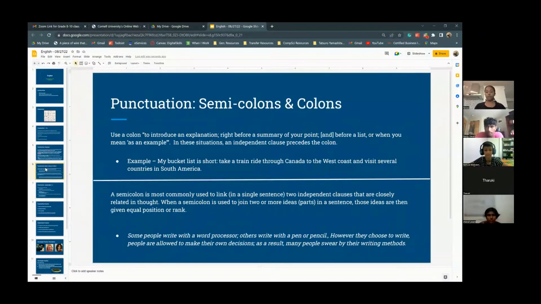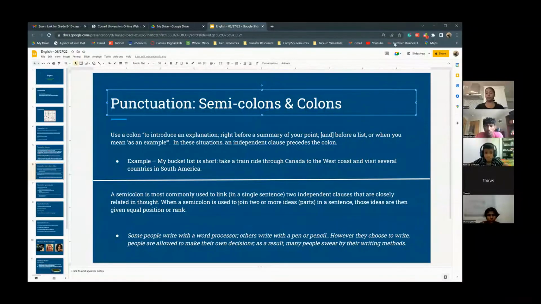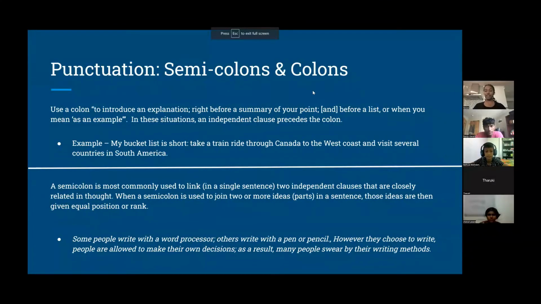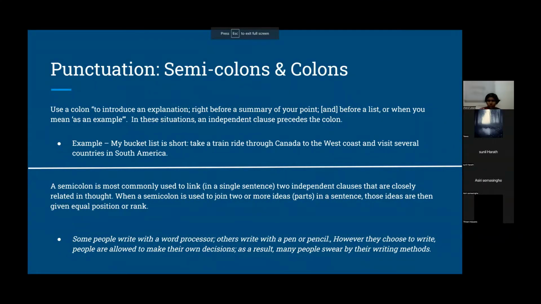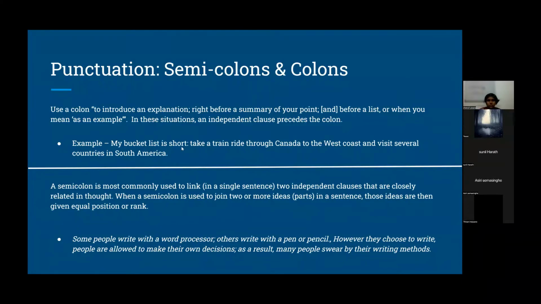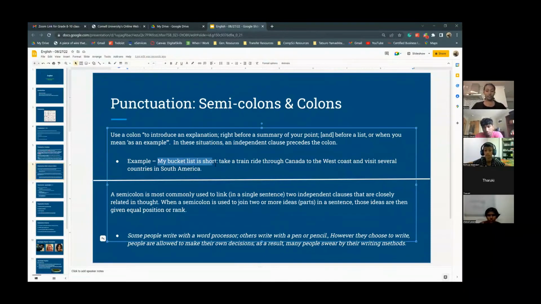All right, so let's talk about punctuation when it comes to semicolons and colons. In writing, we use a colon to introduce an explanation, right before the summary of your point, and before a list, or when you mean as an example. In these situations, an independent clause precedes the colon. So for example, my bucket list is short: take a train ride through Canada to the West Coast and visit several countries in South America. So in this example, we can see that an independent clause goes right before the colon, right?